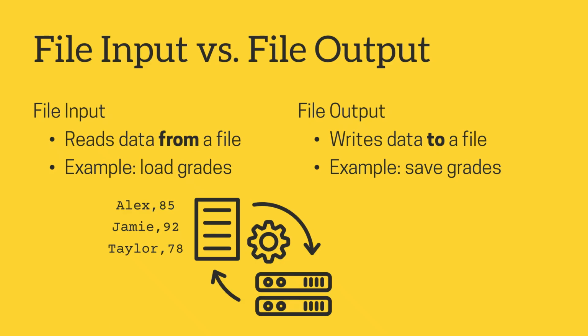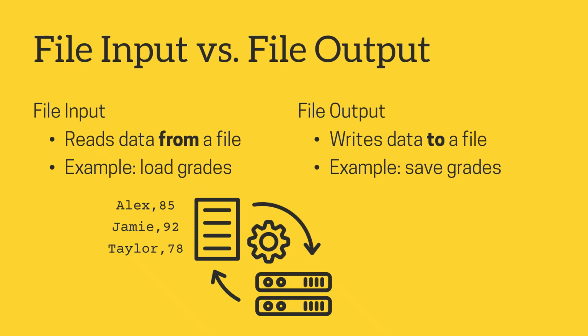When we talk about file processing, we're really talking about two directions of data flow. File input, which is reading data from a file, and then file output, which is writing data to a file. Think of it like this. Input brings data into the program. Output sends data out of the program. So when we use files, we're storing data on the disk instead of just in memory. That means that the data can still be used the next time that the program runs.